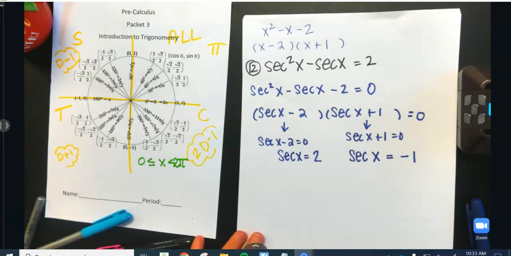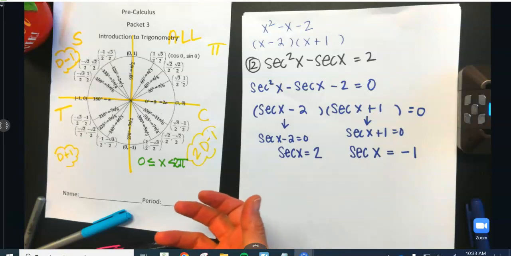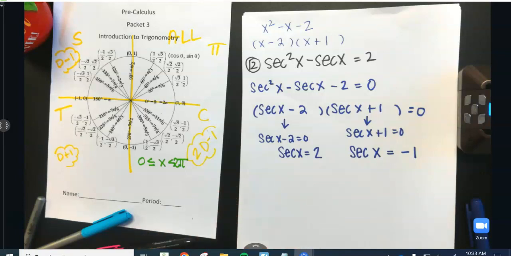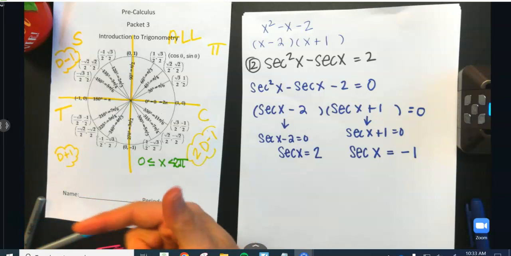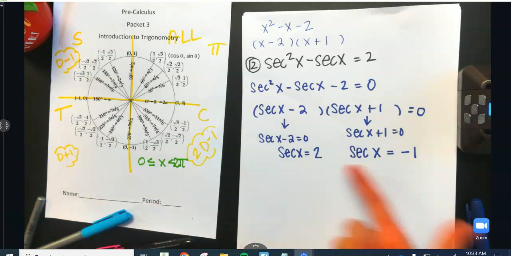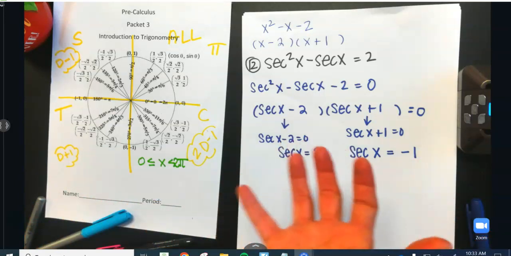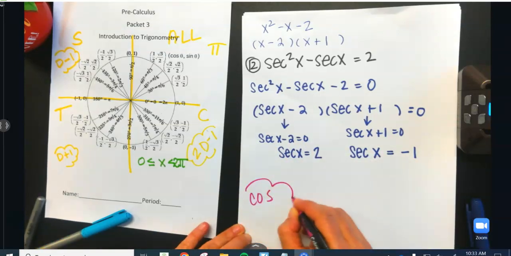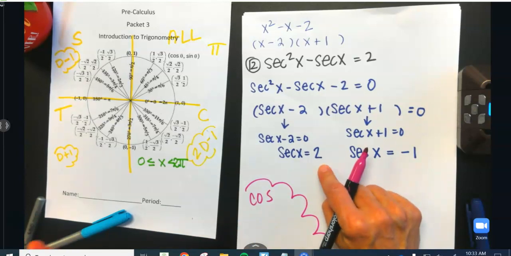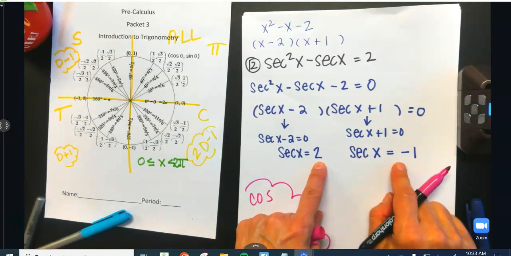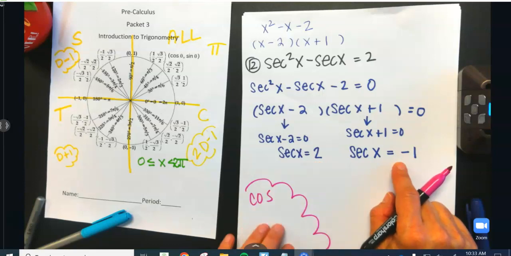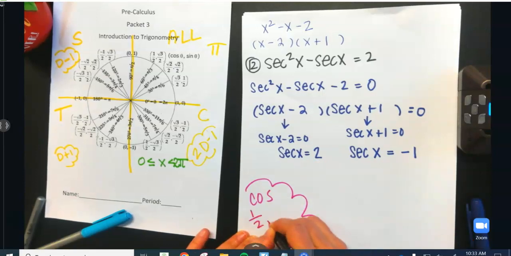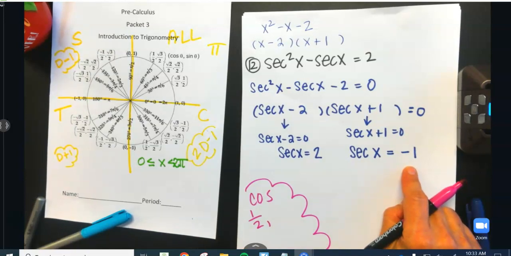All right, cool. Y'all, what is secant the reciprocal of? Cosine, yes. So, this is just cosine flipped upside down. Flip them upside down again. So we're going to find cosine, and that's going to be our answers. But we're going to flip these. What's 2 flipped upside down? Yeah. So we're going to find cosine of 1/2 and -1. Y'all, what's -1 flipped upside down? It's just -1. That's right. Good.